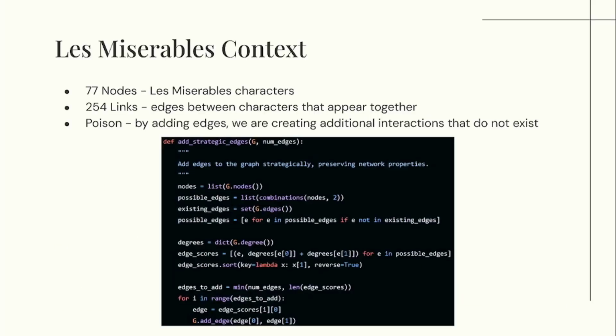In this network, nodes are just characters in Les Miserables, and links represent the co-occurrence between 2 characters. There are 77 nodes, and in the default network, there are 254 links or edges connecting the nodes. To poison this network, I wrote a network poisoning script that adds or deletes edges between nodes, in this case, characters. So this would be, for example, creating additional interactions that don't exist between the characters, or deleting several significant interactions that could theoretically change the outcome of the story.